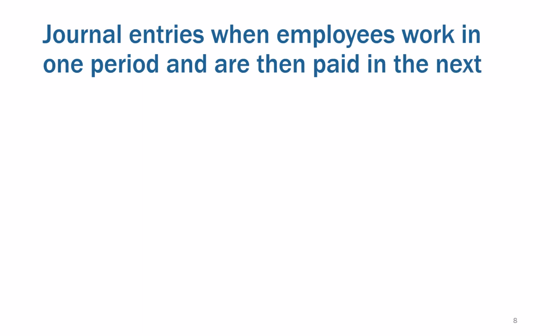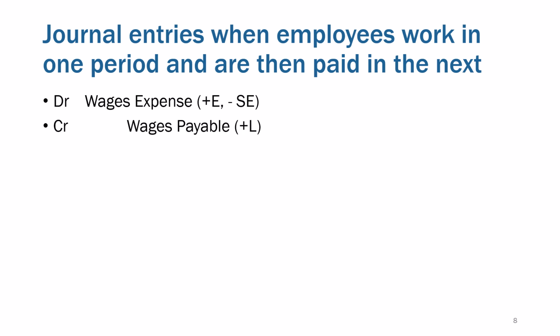Lesson 3, journal entries when employees work in one period and then are paid in the next. All right, so the first journal entry, debit to wages expense and a credit to wages payable. We will oftentimes refer to that as accrued wages. And then when we pay them the next period, we're going to get rid of that liability by debiting the wages payable and crediting cash.